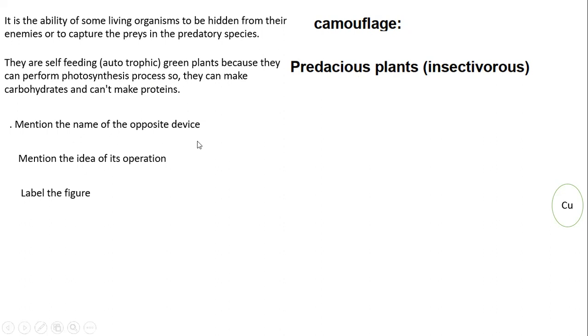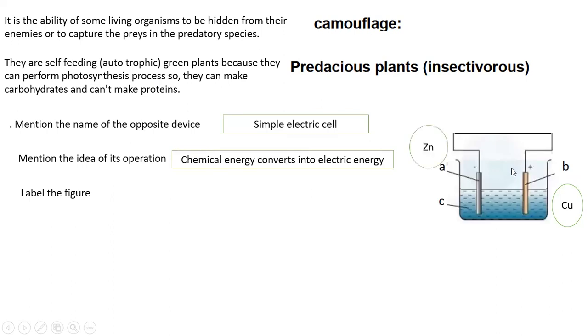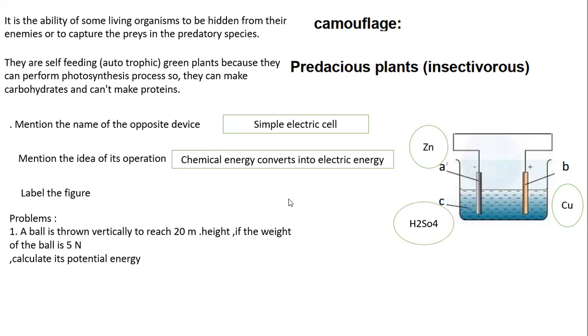Mention the name of the opposite device. So I have here a device. Yes, this one. Simple cell, simple electric cell. This one, copper rod and this zinc rod. So this is sulfuric acid here. So I write everything here.